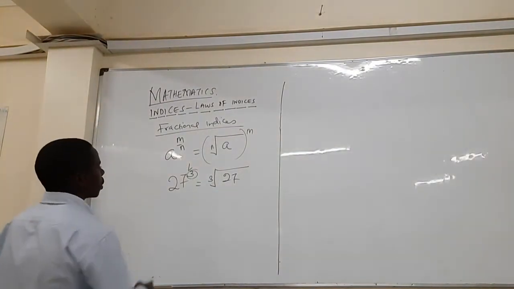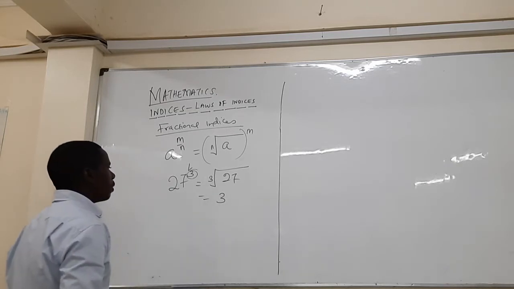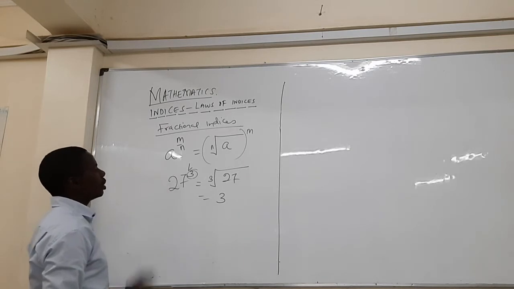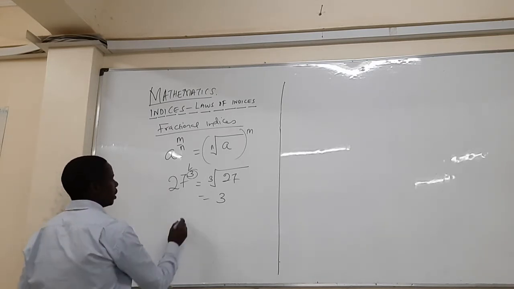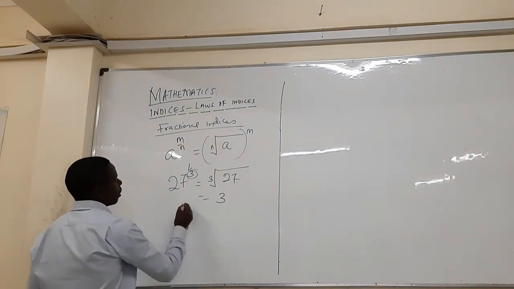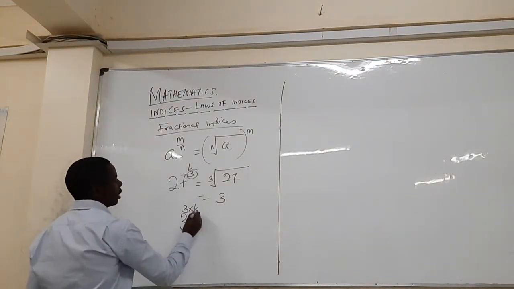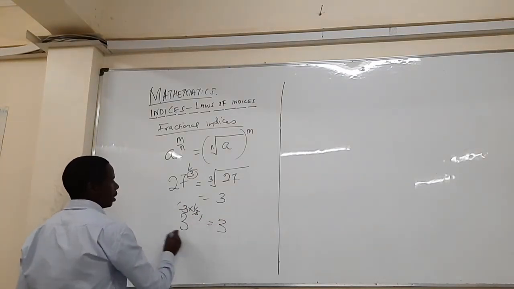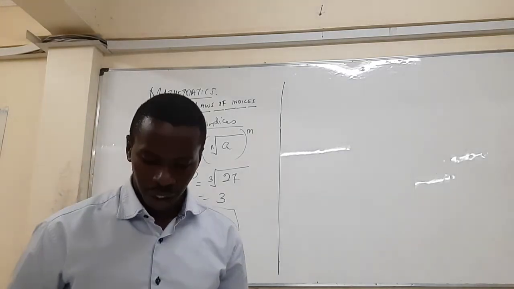And of course this is going to give us 3. Another way of representing that one is to write the 27 in the base of 3. 27 is 3 power 3. Then you multiply by power a third. And of course you're going to get 3. So it's just another way of looking at that.